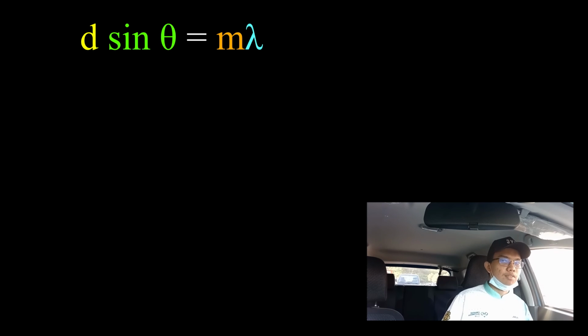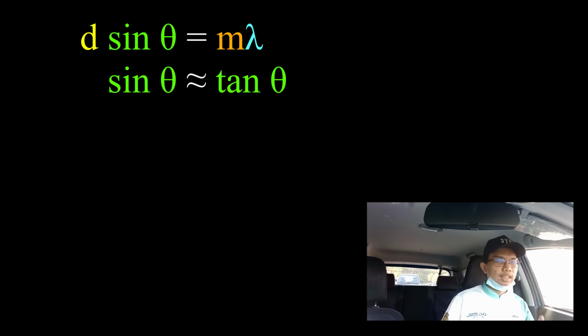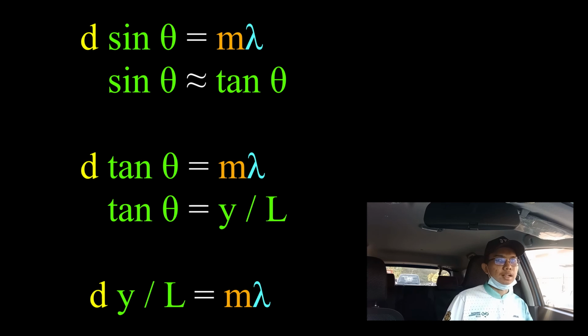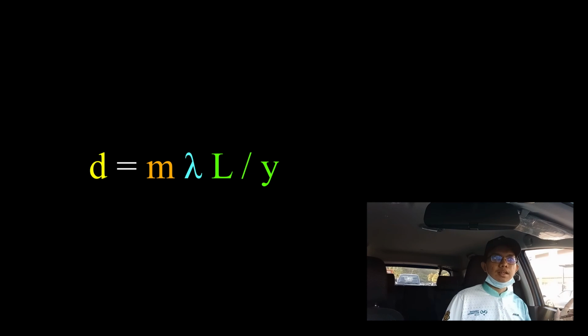If you remember, the formula d sin theta equals m lambda, and the sin theta in a diffraction grating is equivalent to tan theta. So the tan theta equals y per L, where y is the first order maximum from the central maximum, and L is the distance from the grating to the screen. So from the equation, we can replace sin theta with tan theta, and then replace tan theta with y per L. With the derivation of the equation, we can find the answer for d. So d equals m lambda L per y.